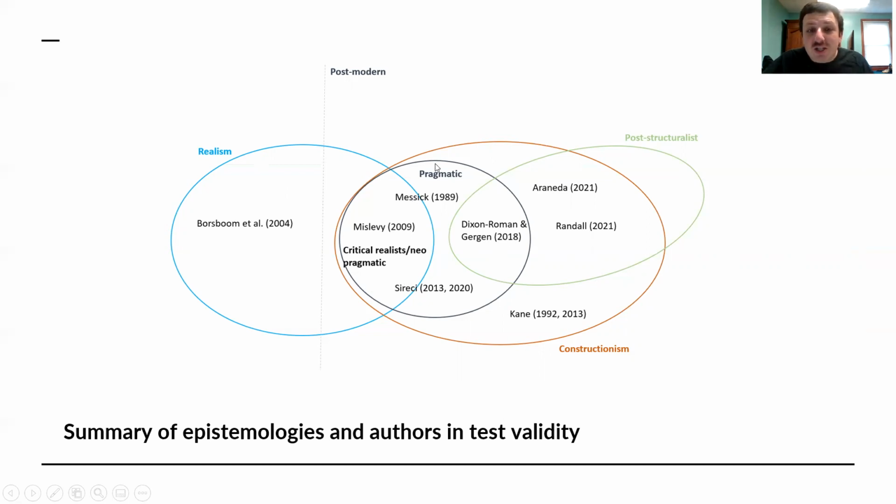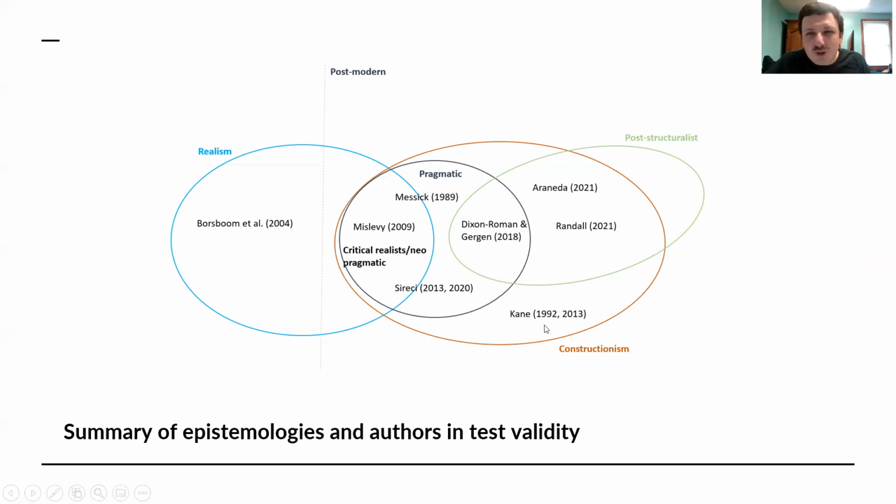Dixon, Roman, and Jürgen also consider themselves social constructionists, which is different from constructionism. And they also consider themselves pragmatic. So this is also another philosophy. I'm not going to go into too much detail on this in this presentation, but all these authors consider themselves pragmatic, or in the case of Ms. Levy, neo-pragmatic.